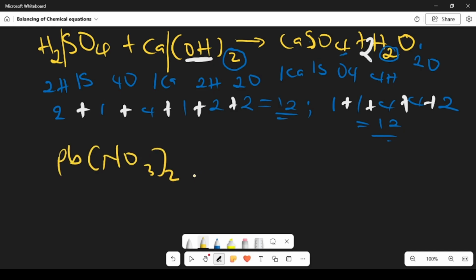Then you have 2. Let's see what this will give us. So this is lead trioxonitrate(V). Yes, I said lead trioxonitrate(V).